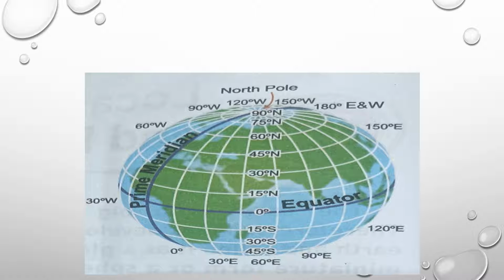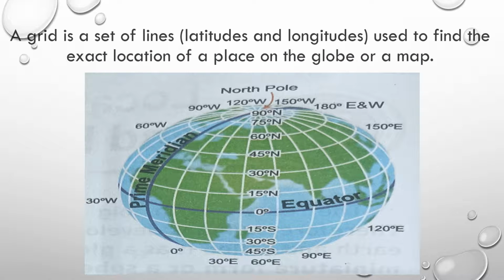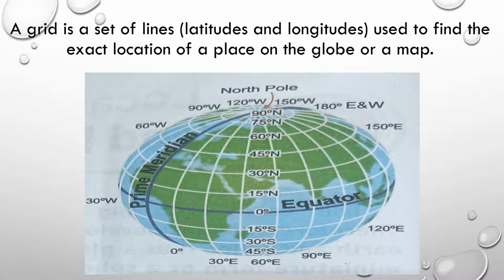We have also studied that the horizontal and the vertical lines on the globe are called latitudes and longitudes respectively, which intersect each other on the globe and form a grid system. So here you can see the picture of the grid. What is a grid? Yes, a grid is a set of lines, that means the latitudes and the longitudes, used to find the exact location of a place on the globe or a map.